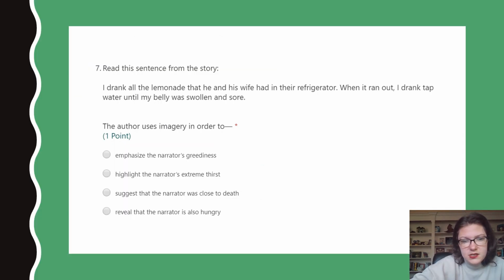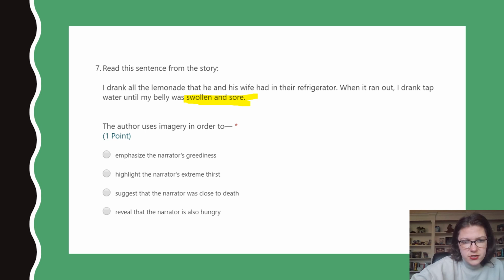All right, so read the sentence from the story. "I drank all the lemonade that he and his wife had in the refrigerator, and when it ran out, I drank tap water until my belly was swollen and sore." Swollen means it's big, and sore means painful. So we can see size and feeling. So why does the author use this imagery at this point? Remember, she has just walked through the desert, she had run out of water, and now all of a sudden she has had lemonade and water.